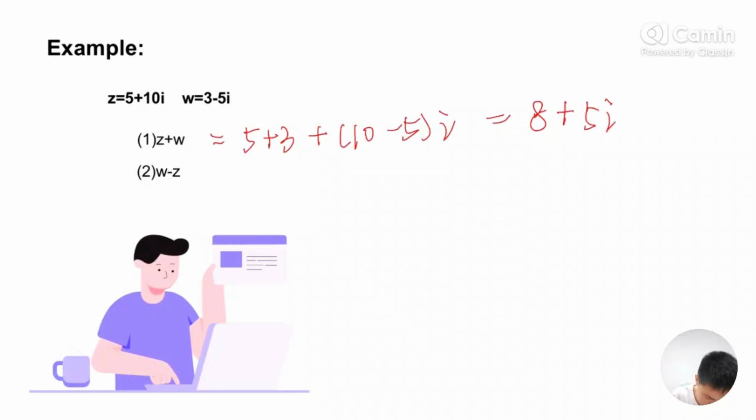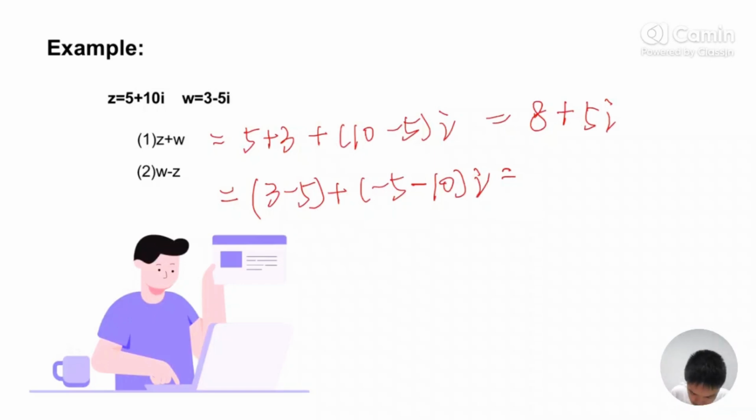And the second one, w minus z, it equals 3 minus 5, plus minus 5 minus 10i, which is minus 2 minus 15i.